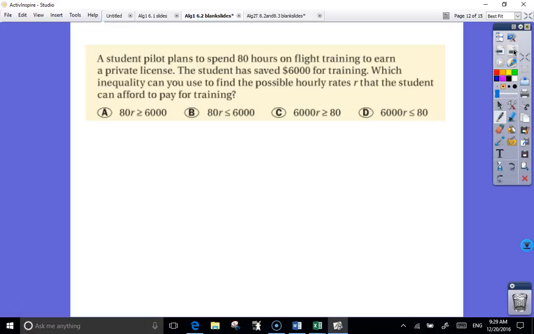Is 6,000 a number that is going to be like the top or the bottom? So if you have 6,000 to spend, is it going to be greater than or equal to 6,000 or less than or equal to 6,000? Less. It's going to be less than or equal to 6,000 in some way. Okay. And now, if you're going to spend 80 hours flying, but you don't know how much it costs per hour, that would be the r, then which is the inequality? B.